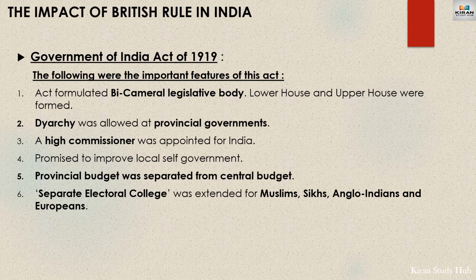Next, a post of High Commissioner was appointed for India and a promise was made to improve local self-government, and the provincial budget was separated from the central budget. And last, a separate electorate was extended to the Muslim community, Sikh community, Anglo-Indians and Europeans.